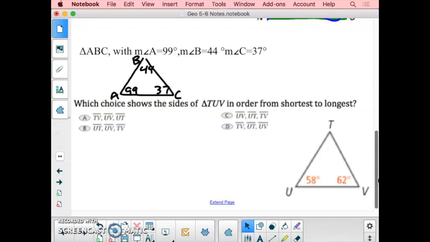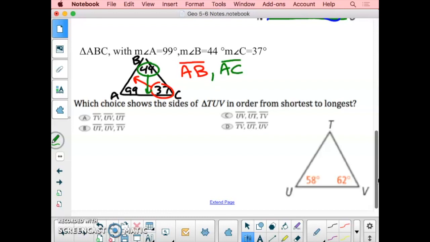Okay, the smallest angle is 37, which means AB across is the shortest side. Next smallest angle is the 44, which means the next shortest side is AC. And then the longest side is across from the 99, which is the BC. All right, so on these, if it helps you to draw a picture, then you can certainly do so.